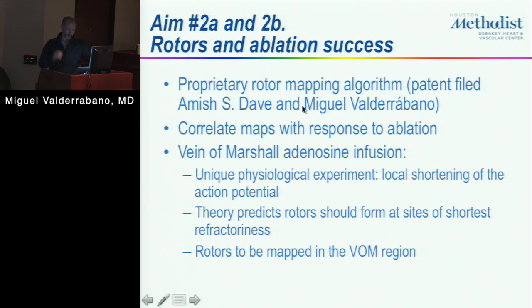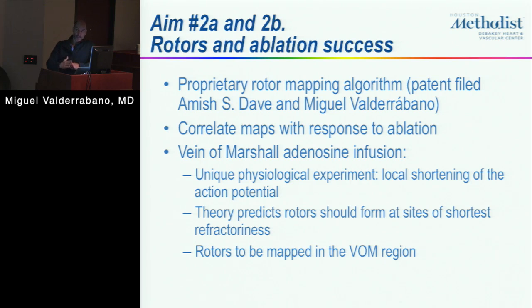We also thought that it would make a lot of sense to use this Vein of Marshall project for a very cute physiological experiment in humans. The idea is, okay, we can put a balloon in the vein of Marshall that is draining venous return from a piece of left atrial tissue, right? We do that before giving alcohol. Well, what if we give a drug that could change the electrophysiological properties of those areas?